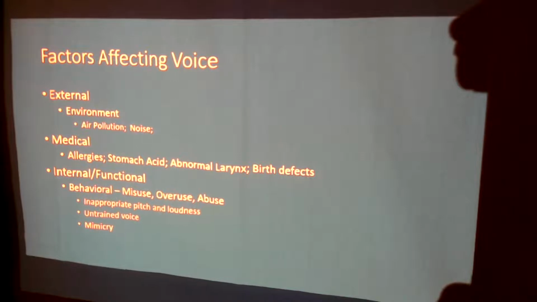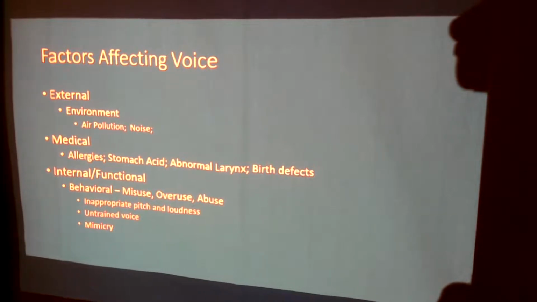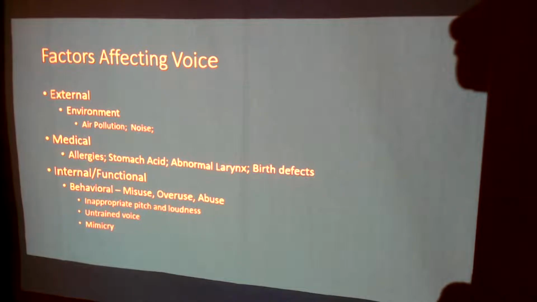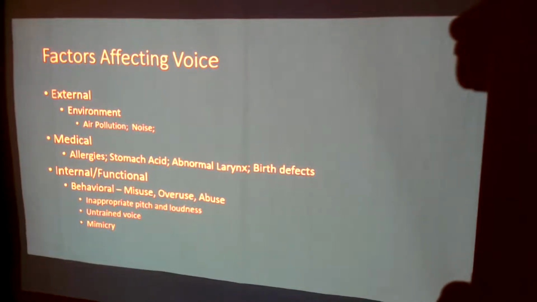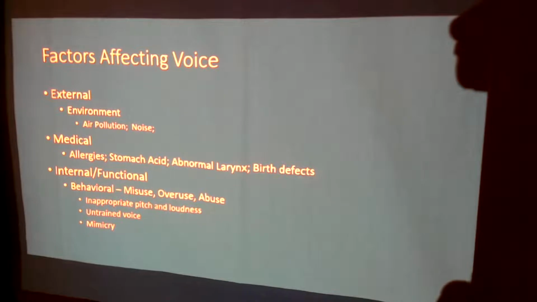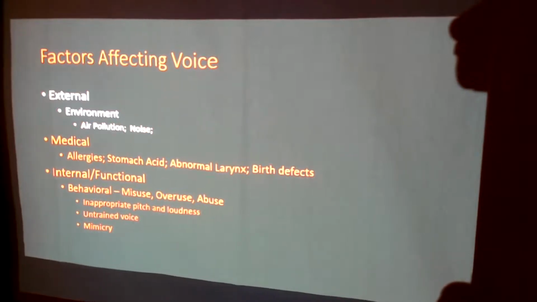Untrained voice. Here I mean someone that's not trained to sing or do a specific vocal act and ends up doing it just for fun or has a habit of doing it. We've seen a lot of untrained singers who tend to sing like an opera singer or use specific pitch ranges which they have not been trained for, and that could lead to voice problems. Mimicry, I mentioned in misuse of voice, trying to make your voice sound like someone else or something else.